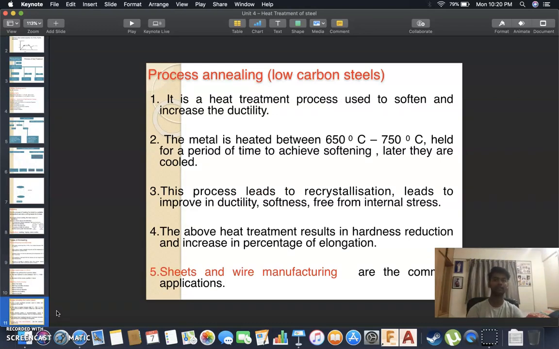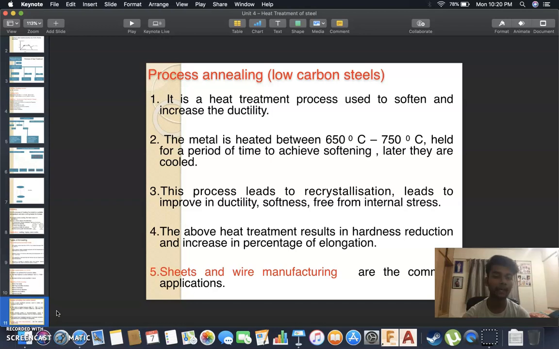In this process, it is a heat treatment process used to soften and increase the ductility. The metal is heated between 650 to 750 degrees centigrade, held for a period of time to achieve softening. Later, they are cooled. This process leads to recrystallization, leads to improved ductility, softness, free from internal stresses. The above heat treatment results in hardness reduction and increase in percentage of elongation.